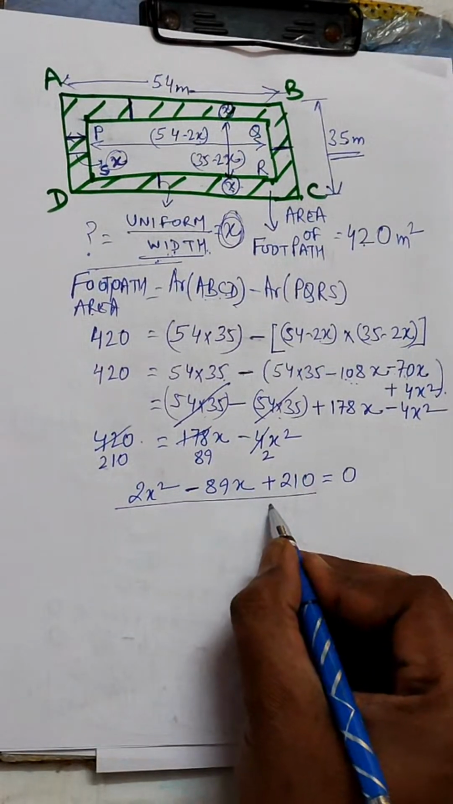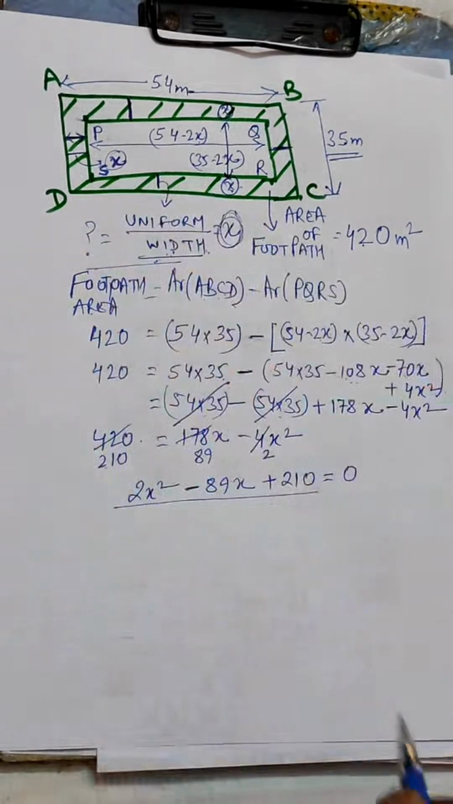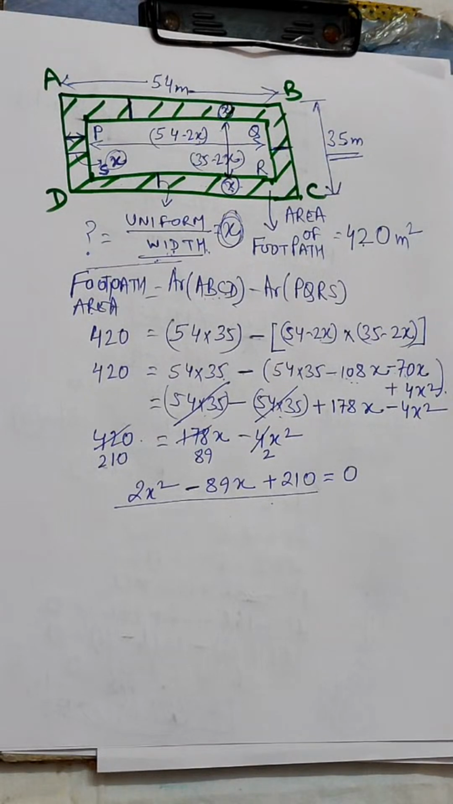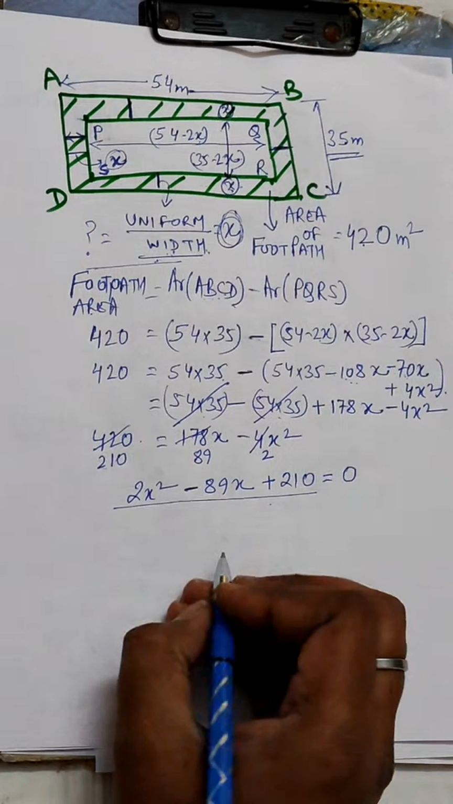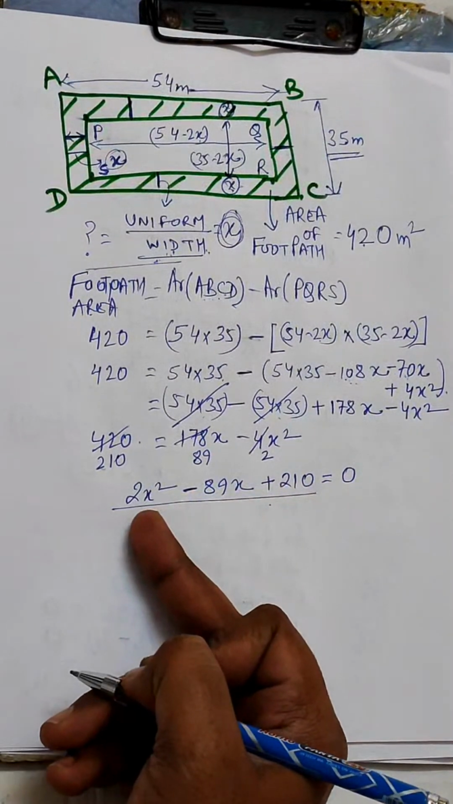When you solve it, you will get the value of x, and this value of x is the width of this rectangular plot, right? Now just solve it. 210 into 2, what is that?